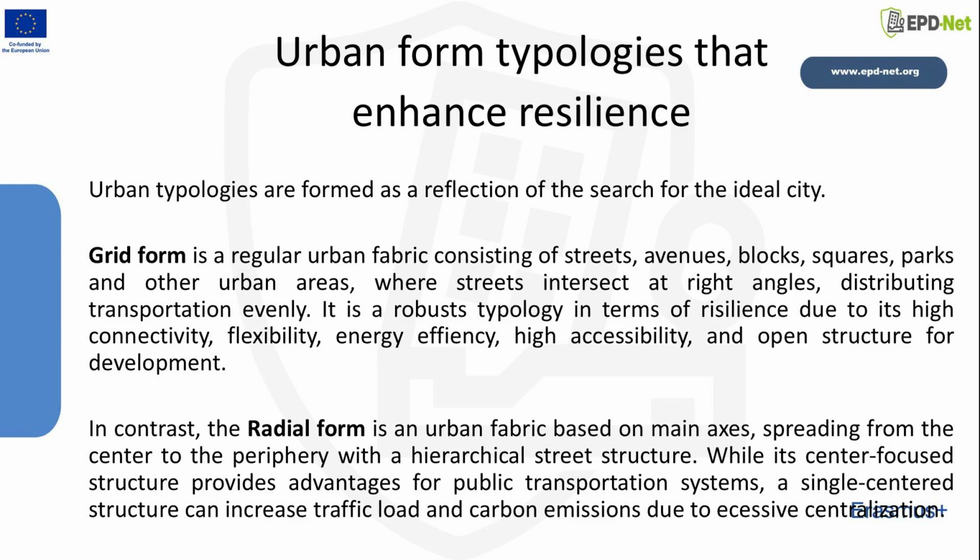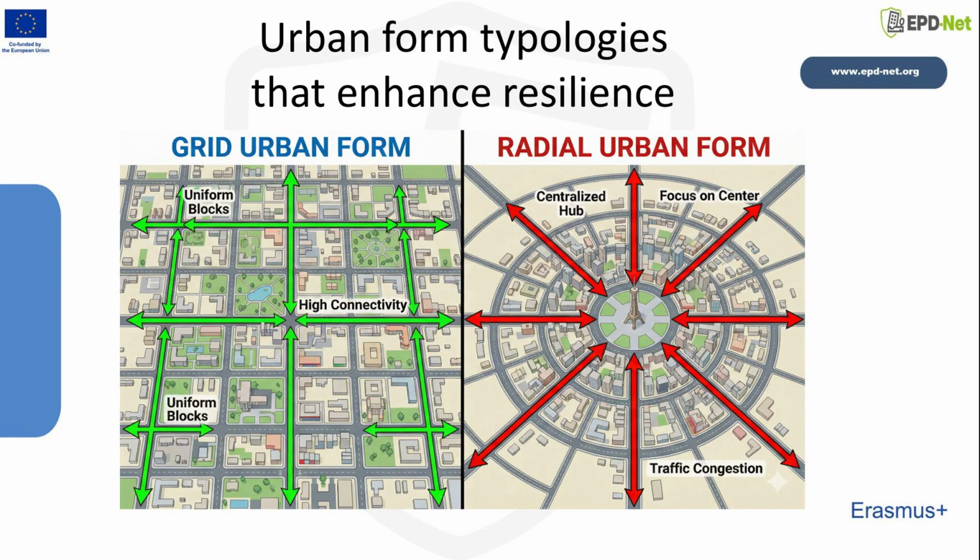open structure for development. The radial, central, form is an urban fabric based on main axes, spreading from the center to the periphery with a hierarchical street structure. While its center-focused structure provides advantages for public transport systems, a single center structure can increase traffic load and carbon emissions due to excessive centralization. Furthermore, any negative event in the center can affect the entire system. It is effective as long as the center is strong, but carries the risk of fragility.